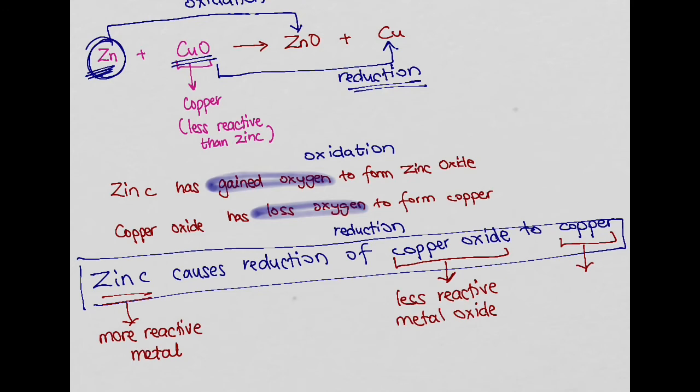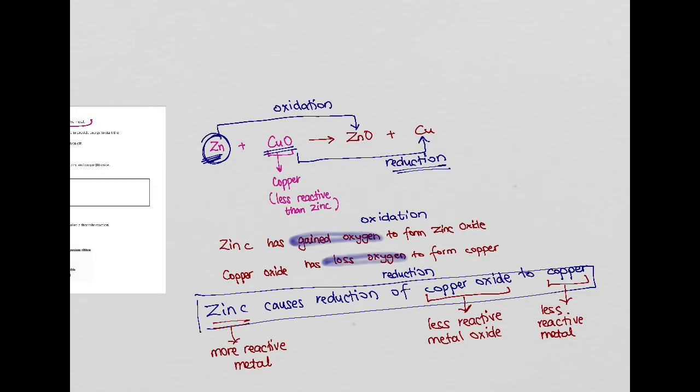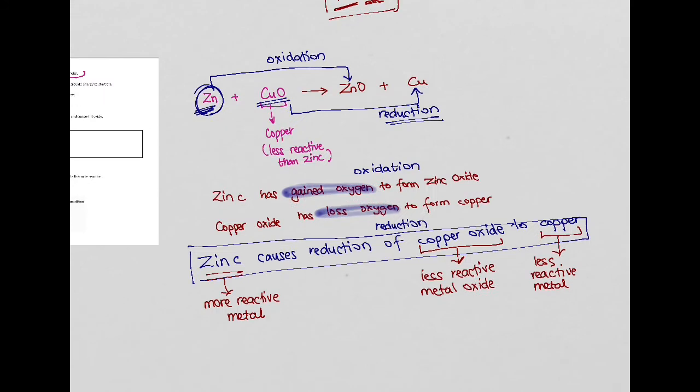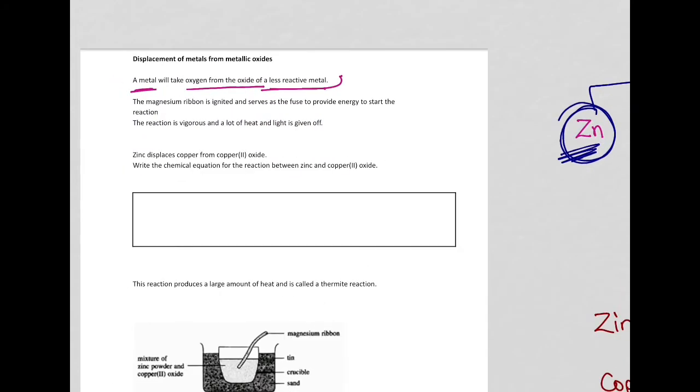less reactive metal. Now in this reaction we have both oxidation and reduction, and it's called a redox reaction because we have both oxidation and reduction. Red is for reduction, ox is for oxidation, so you have both of them in this reaction. But the more reactive metal is causing the reduction of the less reactive metal oxide, and it's going to give us the less reactive metal as a product. So zinc displaces copper from copper oxide.